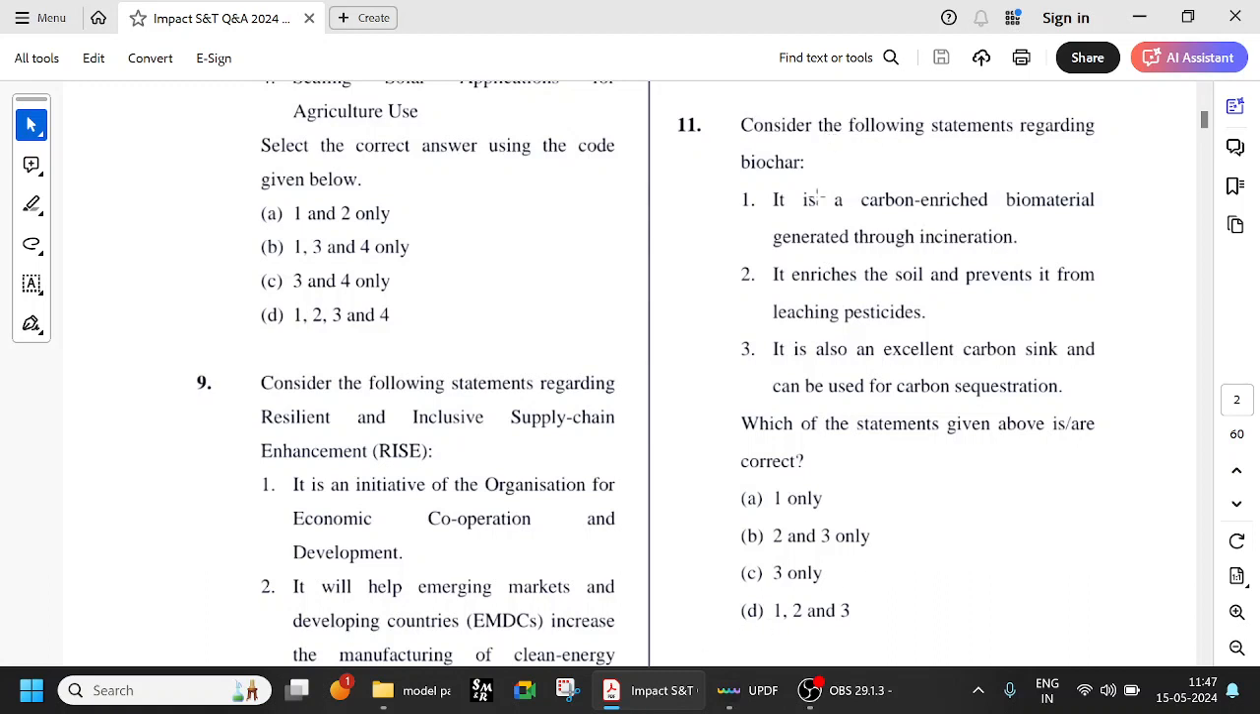So it is a carbon enriched biomaterial generated through incineration. So this is wrong. Okay, we have just seen it is a carbon enriched biomaterial generated through pyrolysis. Pyrolysis means absence of oxygen, and incineration is in the presence of oxygen. It enriches the soil and prevents it from leaching pesticides. That is true. It is also an excellent carbon sink and can be used for carbon sequestration. So 2 and 3 are correct. So 11B is the answer.